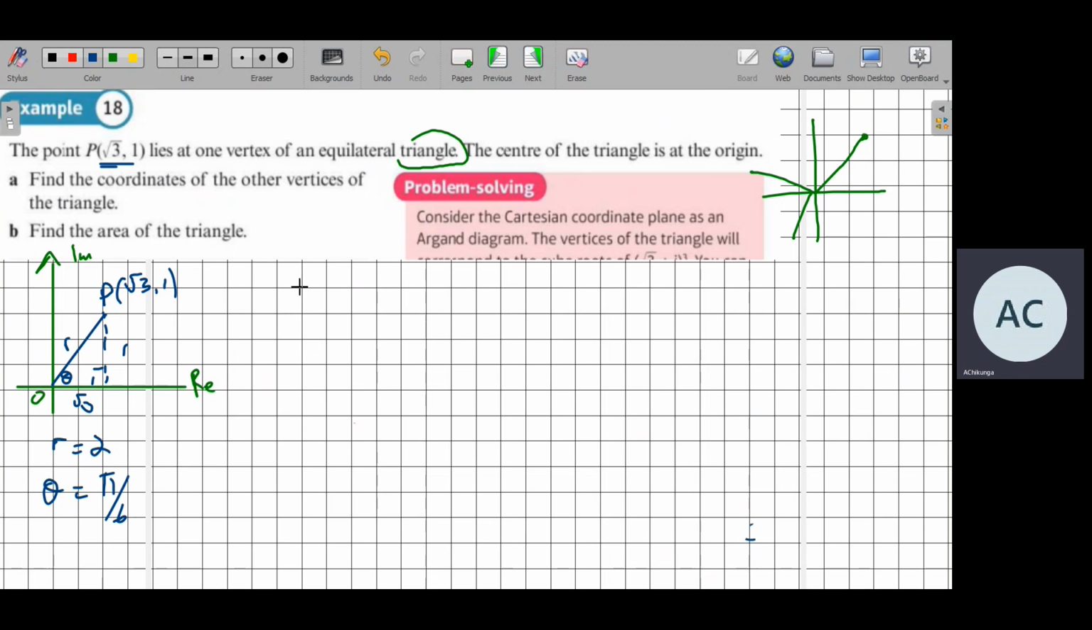So the first root is what? Let's call it z1. z1 is going to be equal to root 3 plus i, which is 2e to the i pi over 6. So this is the first root. Are we together? I can write it like this, or like this, or like this if I want. Is that okay? I can write it in any of these forms.